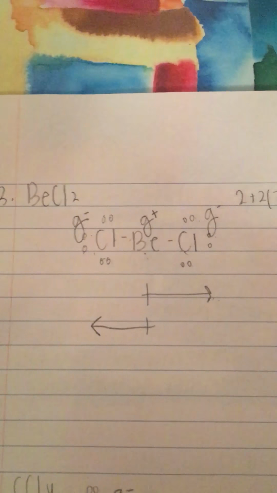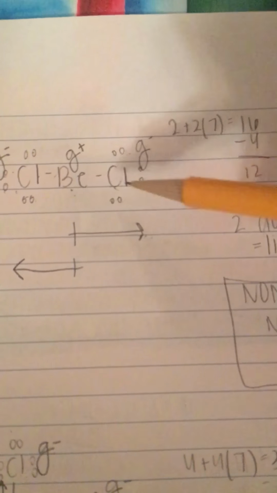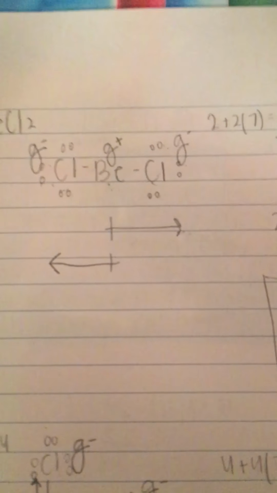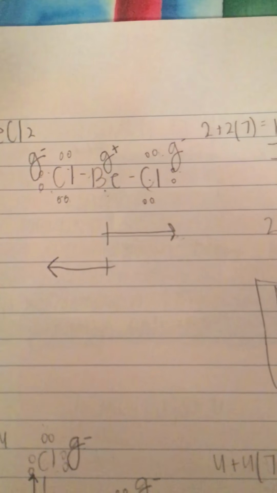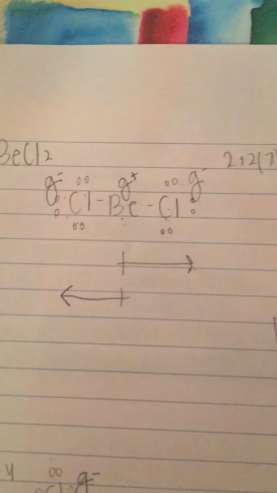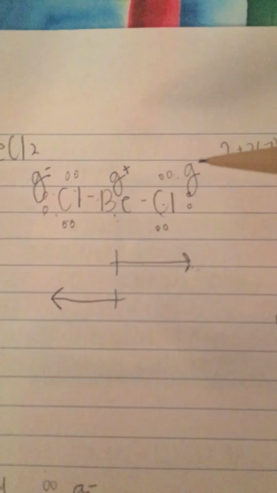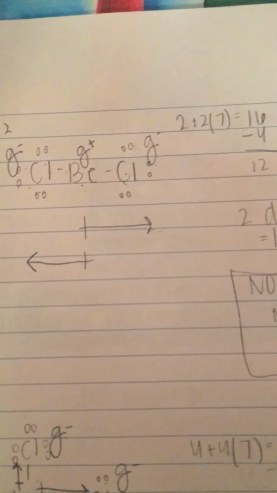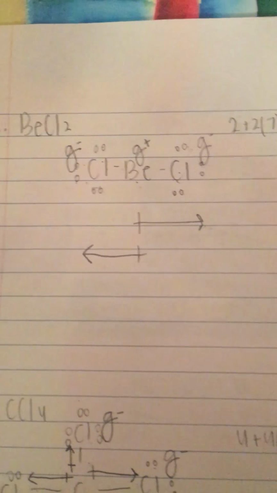So now we do the dipoles. Positive tail, negative head pointing towards Cl, and the same for the other Cl. We have 2 domains with 0 non-bonding around Be, so that gives us a linear molecular geometry. And because the 2 domains are the same, the bond dipoles cancel, so that gives us a nonpolar molecule with no net molecular dipole. So BeCl2 is nonpolar.